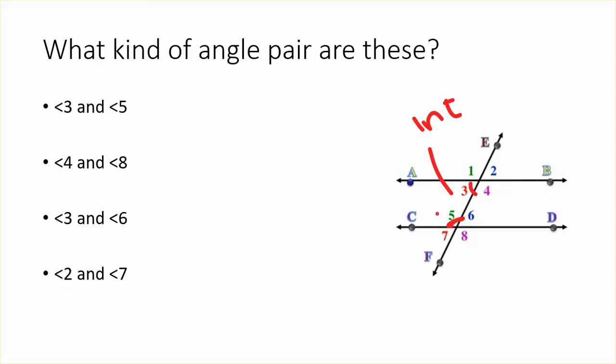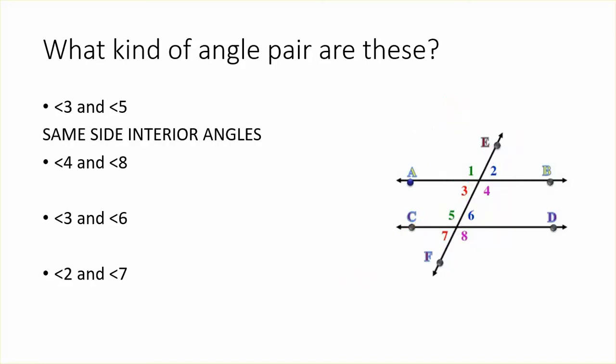Angle 5 is also in between the 2 lines. That means it's interior. Now I'm going to look at if they're on the same side or the opposite side. I highlighted the transversal in pink, and hopefully that helps you see that angle 3 and angle 5 are on the same side. So angle 3 and angle 5 are same side interior angles.